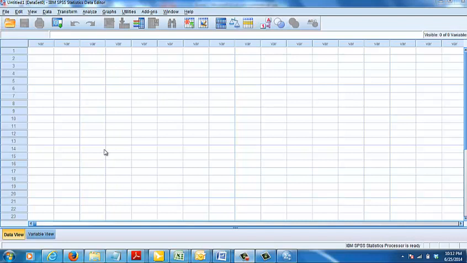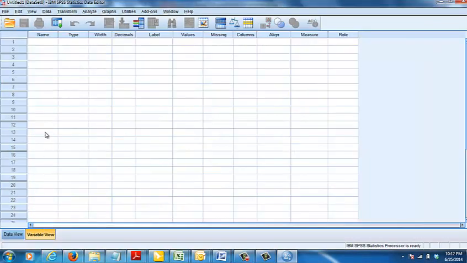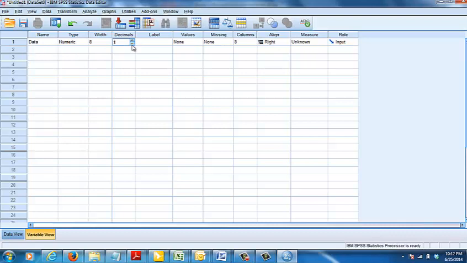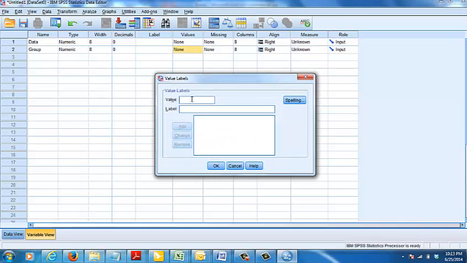What's different about SPSS is that you have to put all of your data in one variable. So I'm just going to call this variable data for lack of better, and I'm going to call this one group. Your group variable determines which group your data is in, and here are your values. I'm just going to call 1 A, 2 B, and 3 C.